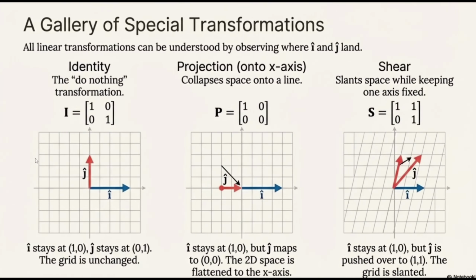So let's see a couple of special transformations. All linear transformations can be understood by observing where i and j land. These two basic steps are important. So identity, what is that? The identity is like the one we had at the very beginning, which is doing nothing. It's not going to change anything at all. It just says that whatever you had at the beginning is going to stay the same. So this is the identity, and it does nothing.